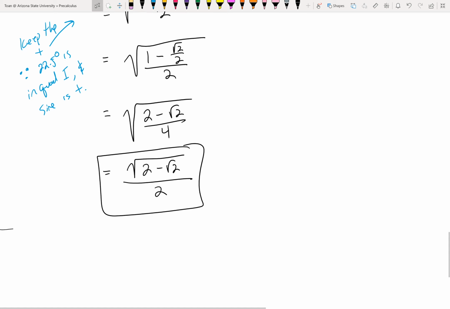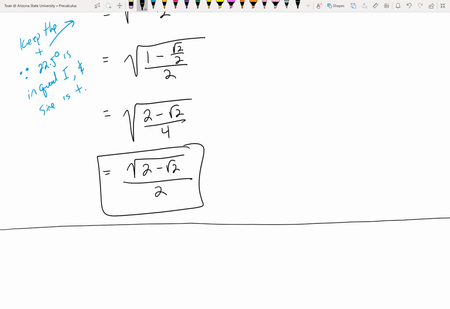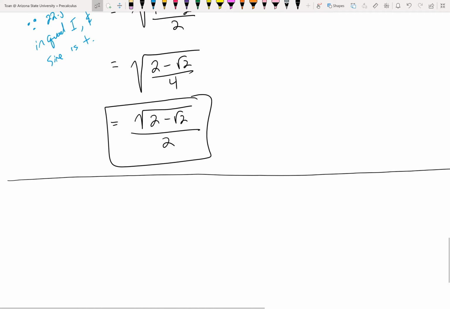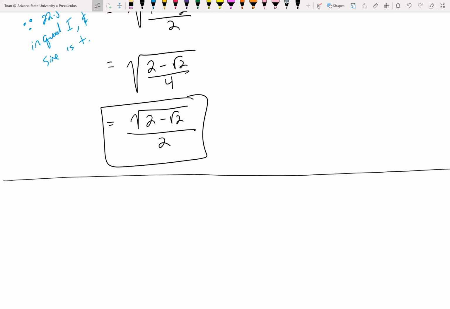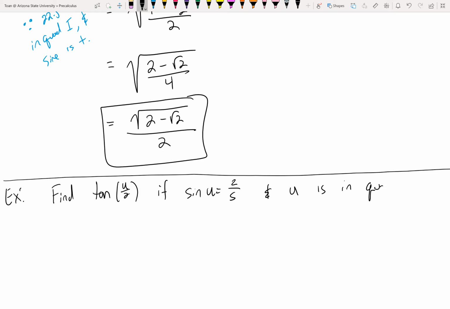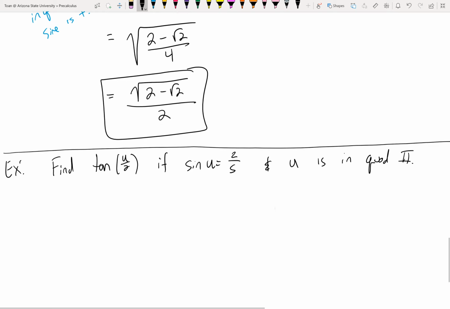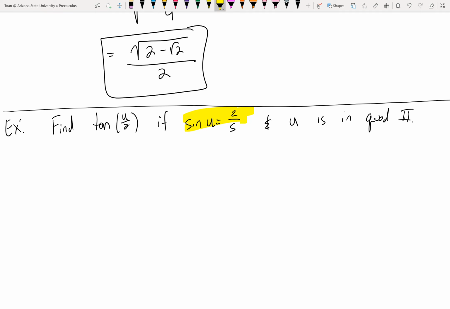What other questions did we do yesterday? What other questions did we do in Unit 6? I asked you to find one trig value when given another. So we did stuff like, find tangent of u over 2 if the sine of u is 2/5 and u is in quadrant 2. So same spiel. I gave you a specific trig value, so you can go ahead and draw a triangle.